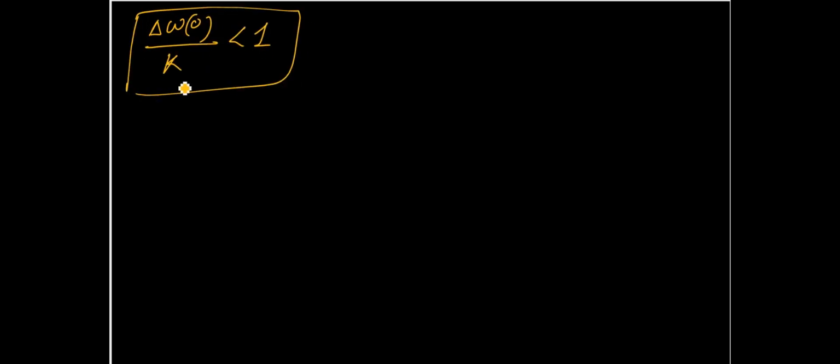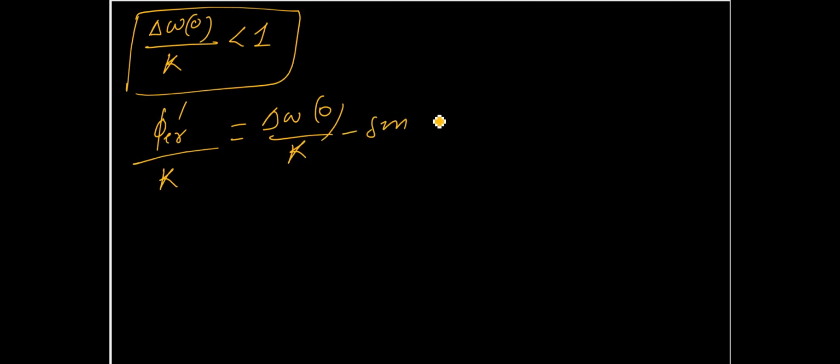This is lecture number 6 of the PLL series, and in the previous lecture we have seen the locking condition of the PLL, which was delta omega 0 by k must be less than 1. That was the condition for locking the PLL, and we saw one equation: the differentiation of phi error equals delta omega 0 by k minus sine phi error, which should be equal to 0. Then the PLL will lock, right?